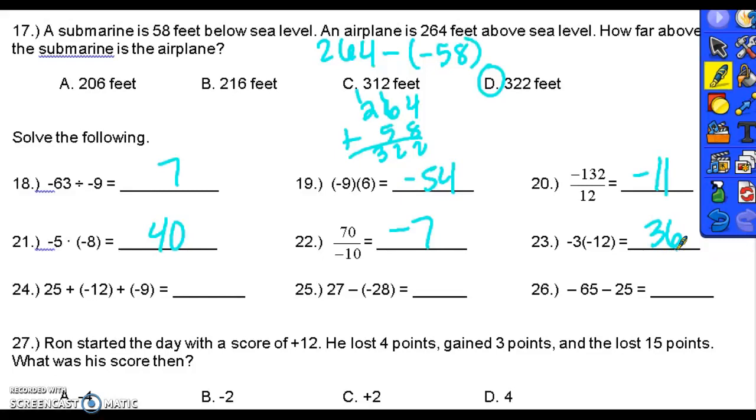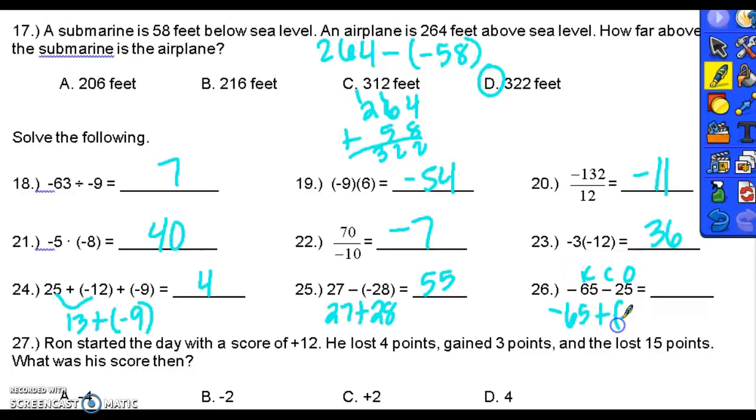25 plus negative 12 plus negative 9. 25 plus negative 12, my signs are different, so I subtract. That's 13. Plus negative 9, my signs are different, so I subtract. Keep the sign of the highest number, that is 4. 27 minus 28 becomes 27 plus positive 28. My signs are the same, so I add. That's 55. And 26, I'm subtracting, so I keep my first number, change subtraction to addition, take the opposite of the second number. My signs are the same, so I add and keep my sign.